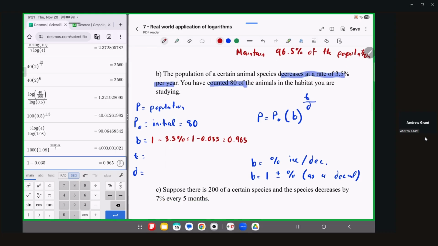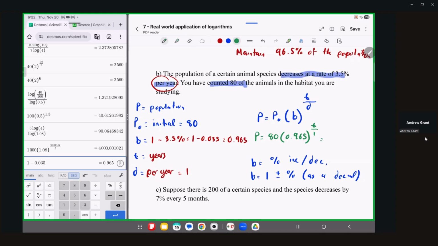T is the time. We're talking about this per year. So we'll put this in years. And we notice here the period, how long does it take for the animal population to decrease by 3.5%? Well, it happens per year. Per year equals 1. And so our equation for this will be capital P is equal to 80 multiplied by B, which is going to be 0.965 to the power of T over 1.